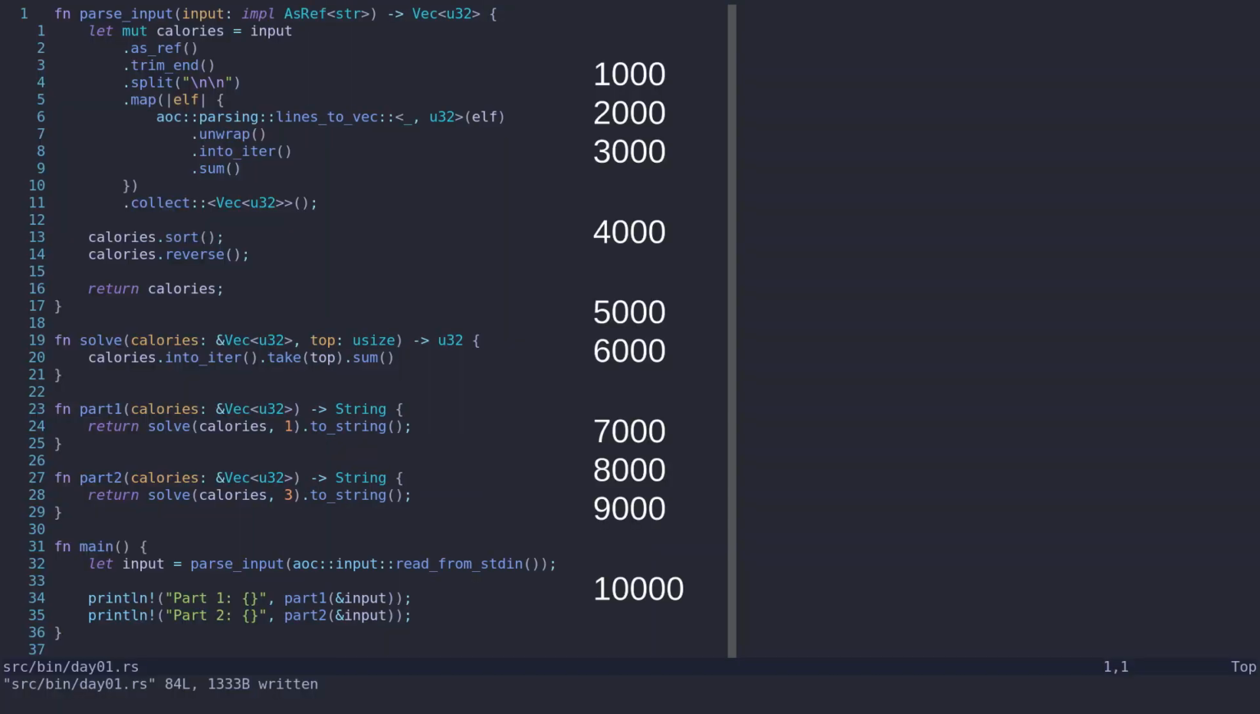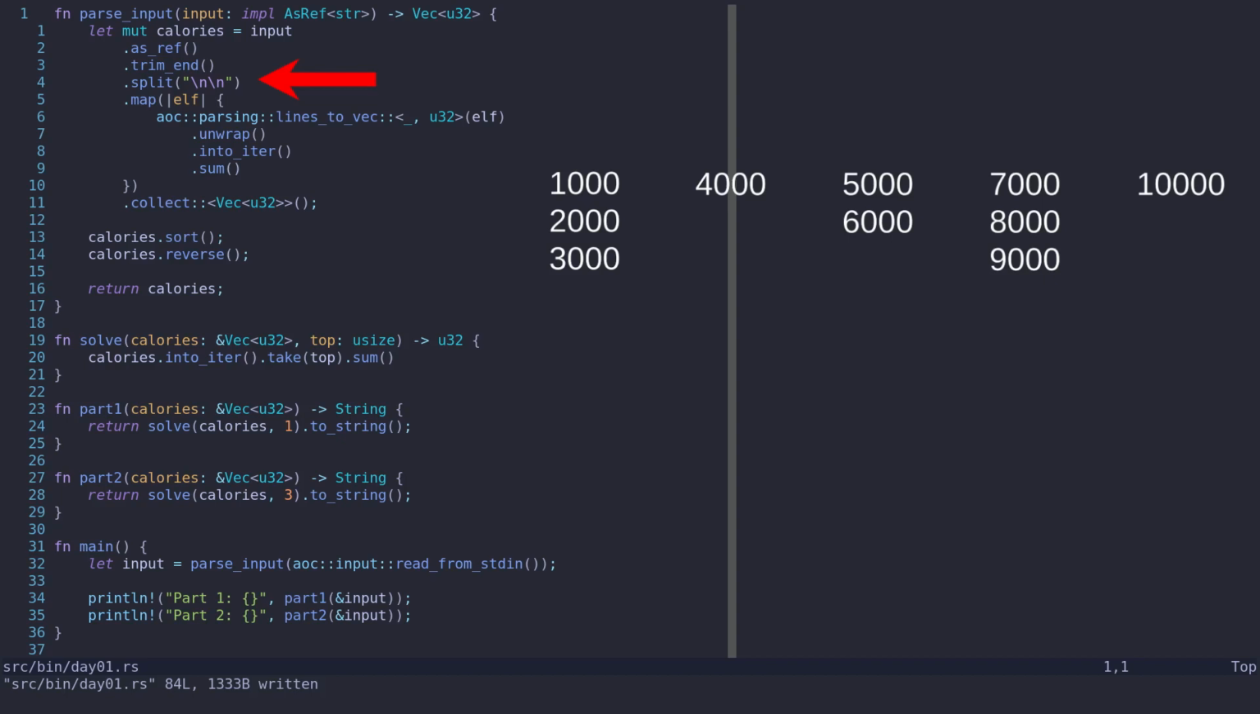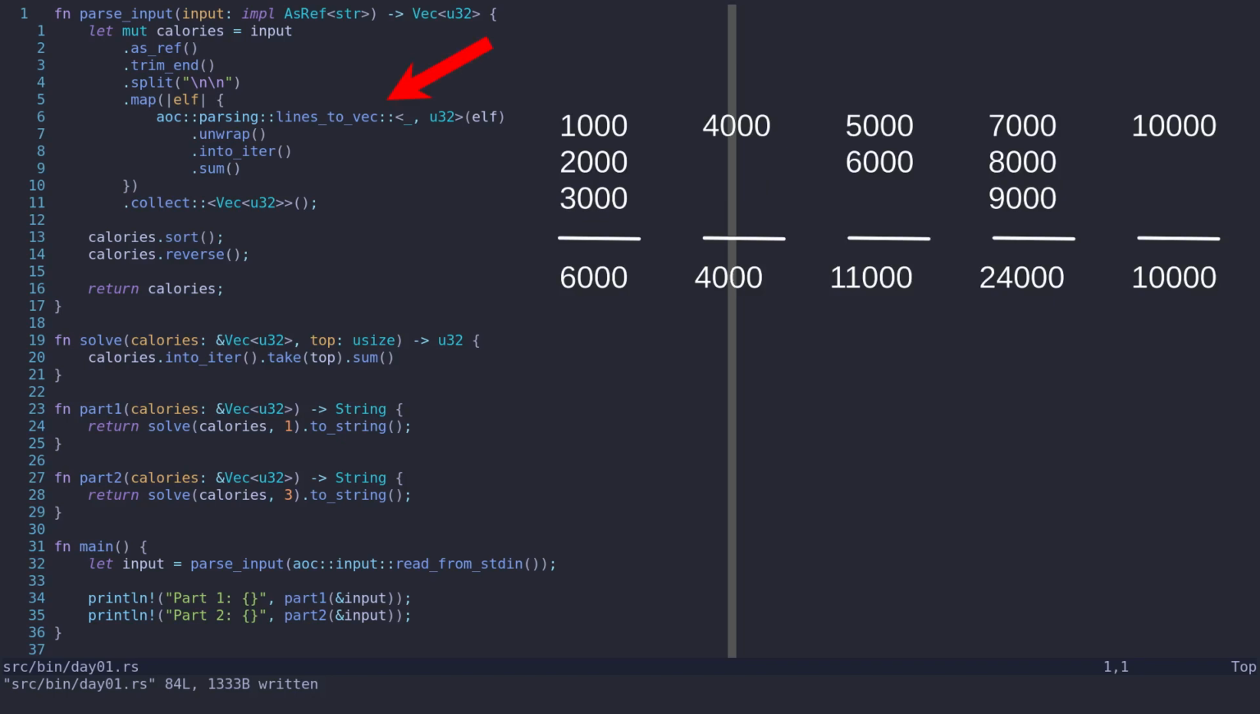The elves write down the calories of each snack that they got and give us the list. So I created a simple function that reads the data from stdin. The next step is to split the list by blank lines and get the calories of each elf. Then we convert all the values to numbers and add them up to get the total calories.